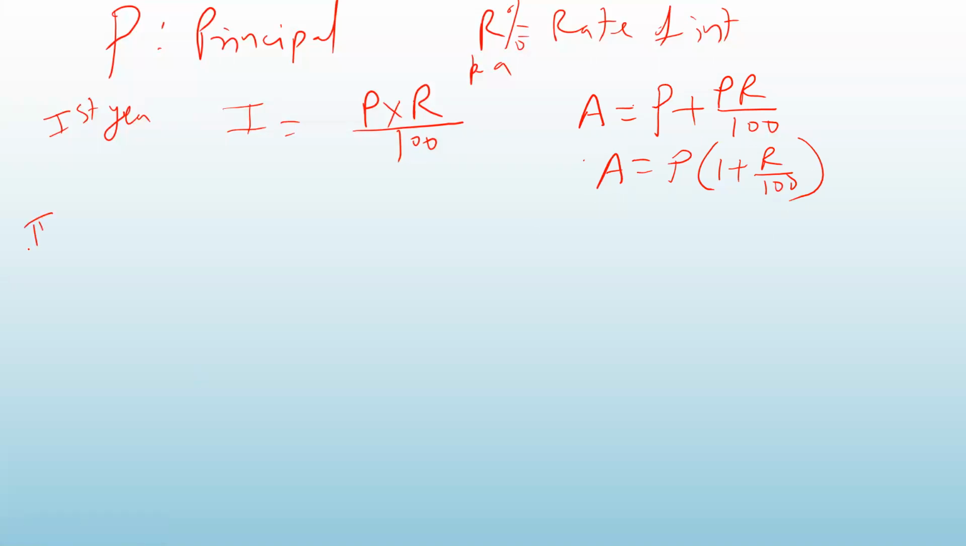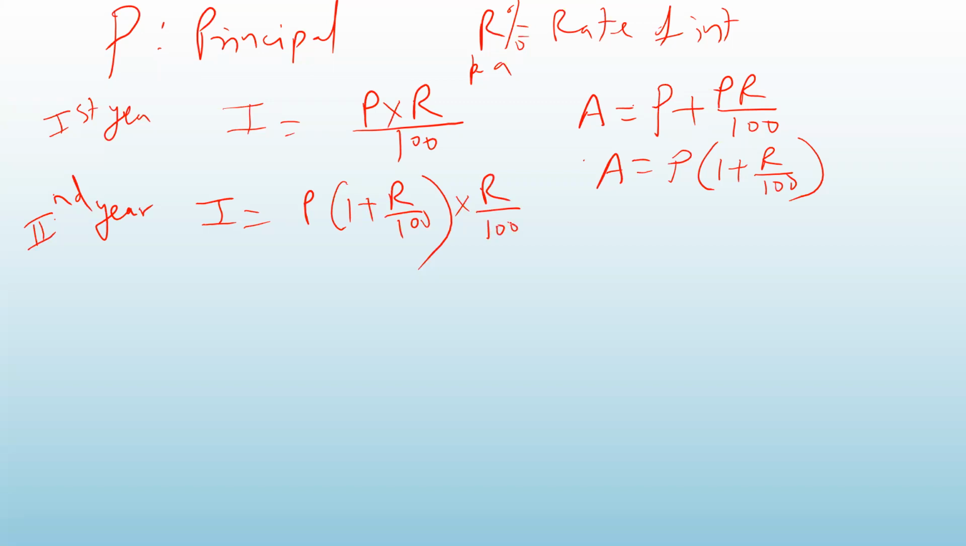Let us now calculate the interest in the second year. As I know, in compound interest, interest is always calculated on the amount of the previous year. So interest will be calculated on what? This is my amount in the previous year. On this amount, I will take the interest. The interest rate is R percent. So this is my principal now, P into 1 plus R upon 100, and I have to take R percent of this, so into R upon 100.